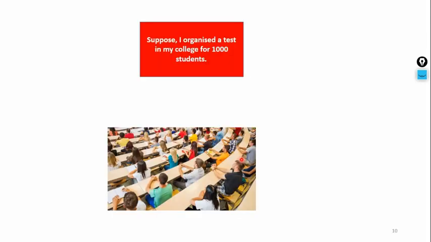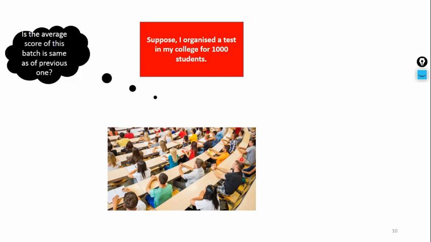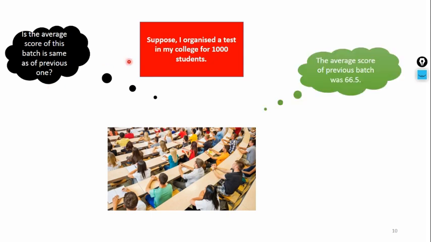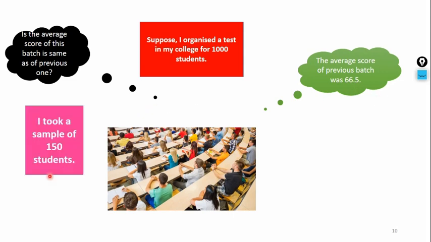Suppose I organized a test in my college. There were 1000 students. A question was in my mind: is the average score of this batch the same as the previous one? The average score of the previous batch was 66.5. I took a sample of 150 students. Now I would like to compare my data. 150 is the sample and 1000 students is the population. I would like to make a conclusion about this population, but I am working on a sample.